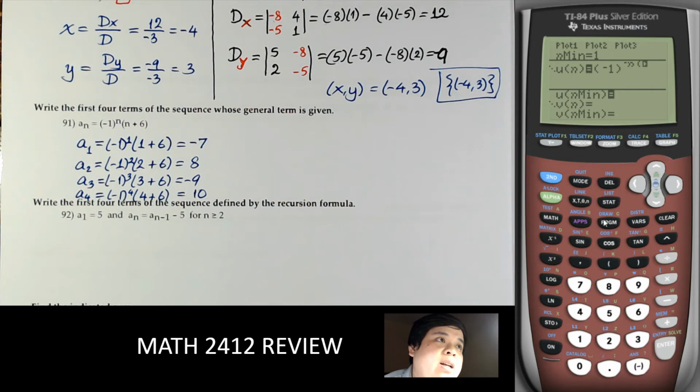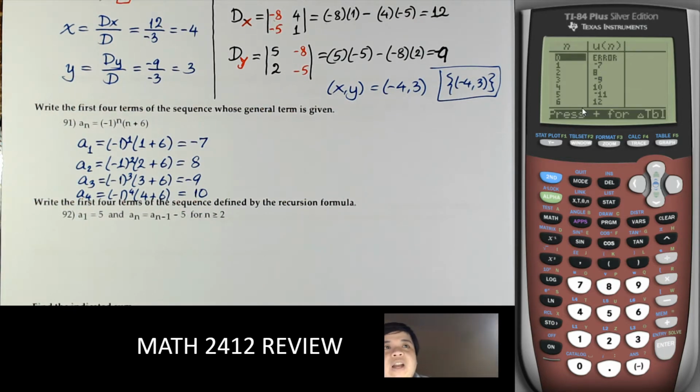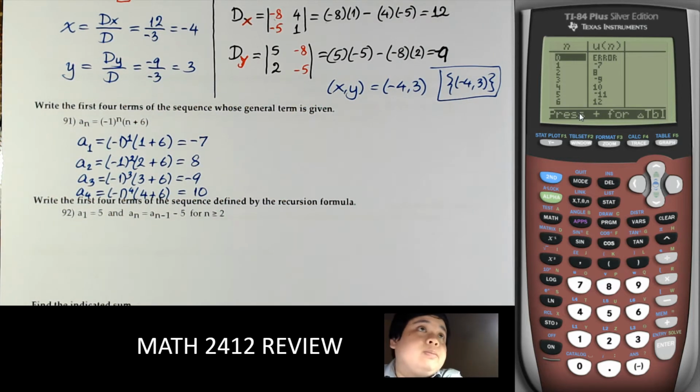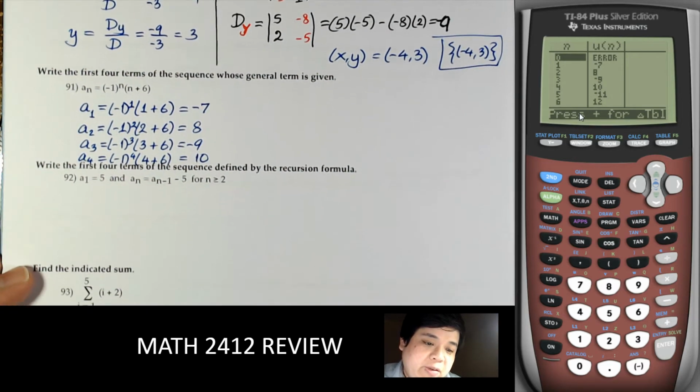And then we have n, n plus 6. And then we hit second table, and we have the values. So that's very simple. Right. Next, the first 4 terms.